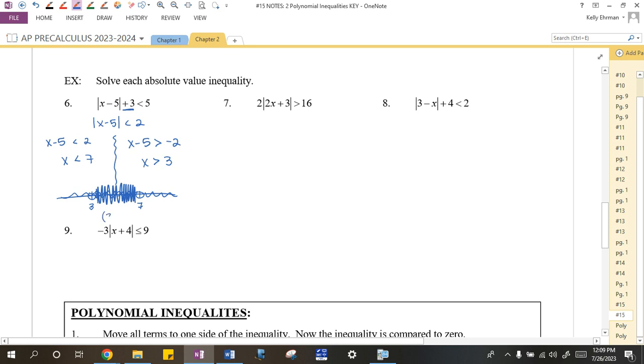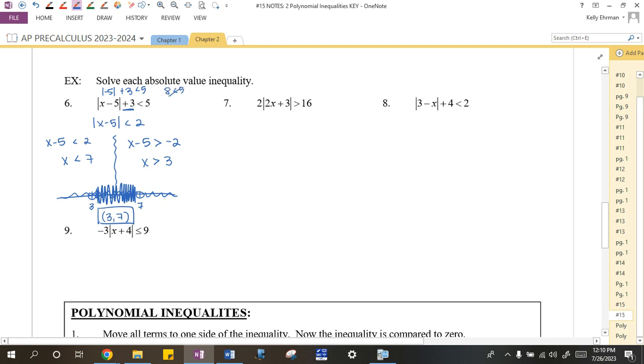So let's write that down first. 3 to 7 is the answer. And why is that the case? Well, what I was saying earlier, what if I picked a number less than 7, like 0? If you check 0 back into the original inequality, you get something that's not true. 5 plus 3, 8, is not less than 5.